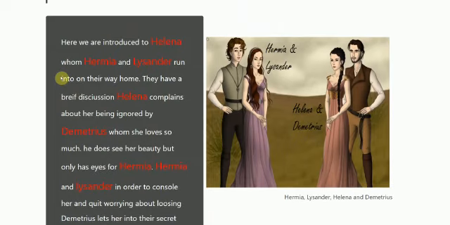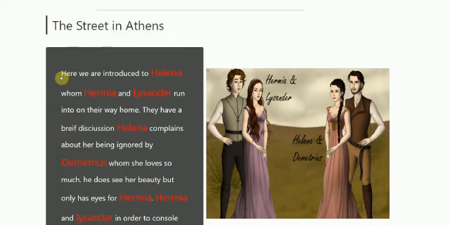So Hermia and Lysander, in order to console her and pacify her not to worry so much about losing Demetrius, let her into their secret of elopement. After they exchange pleasantries, they depart.